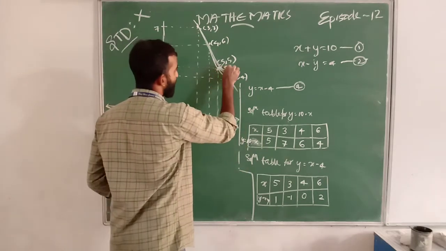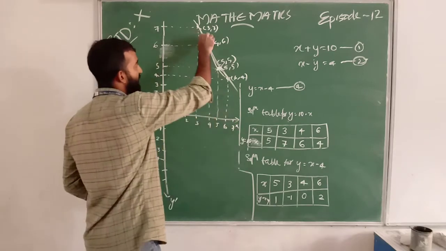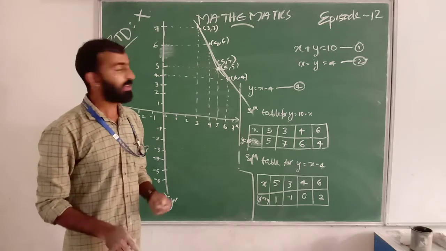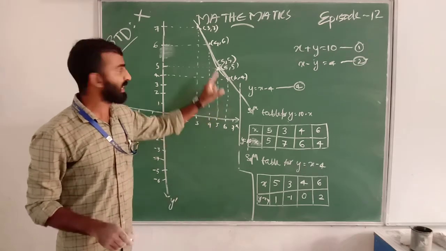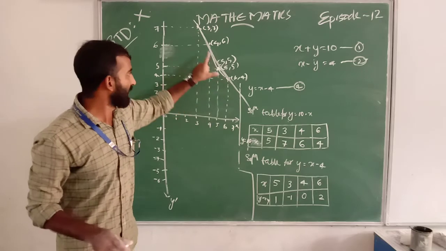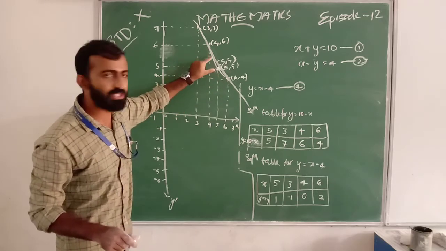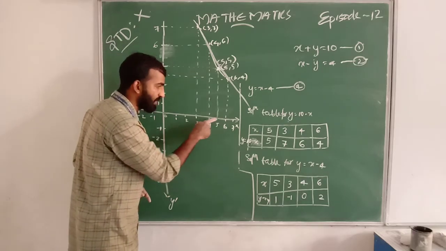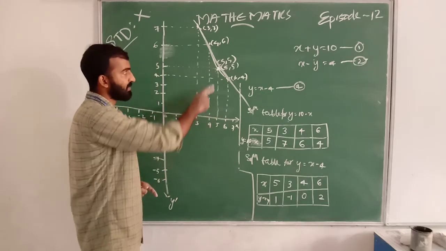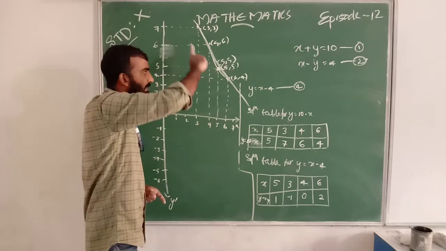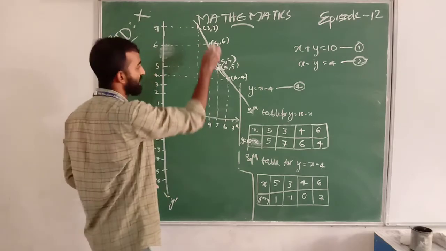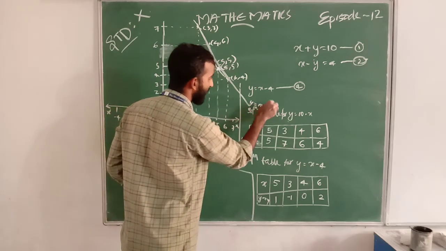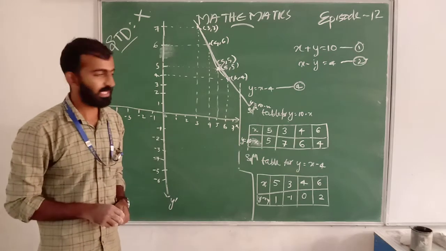This point is 5, 5. I just write a rough graph. When you draw your graph, you get a neat, straight line. In this picture the graph is slightly varying because I didn't take equidistance. When you take equidistance, you get a correct image with a straight line. This line is y equal to 10 minus x.